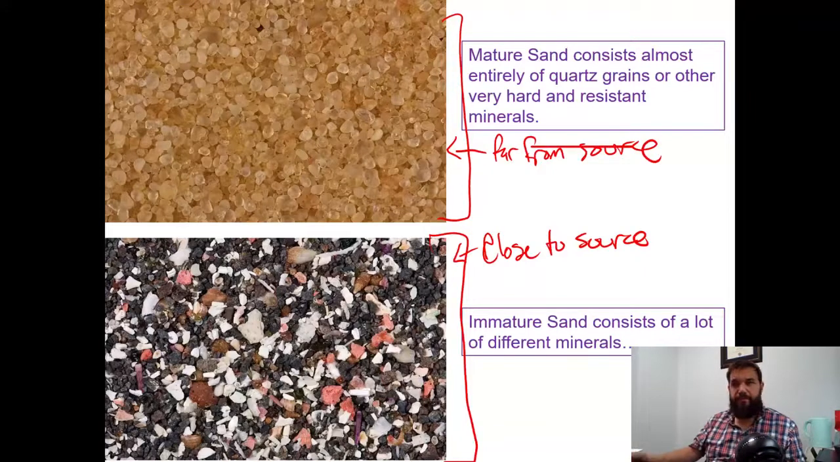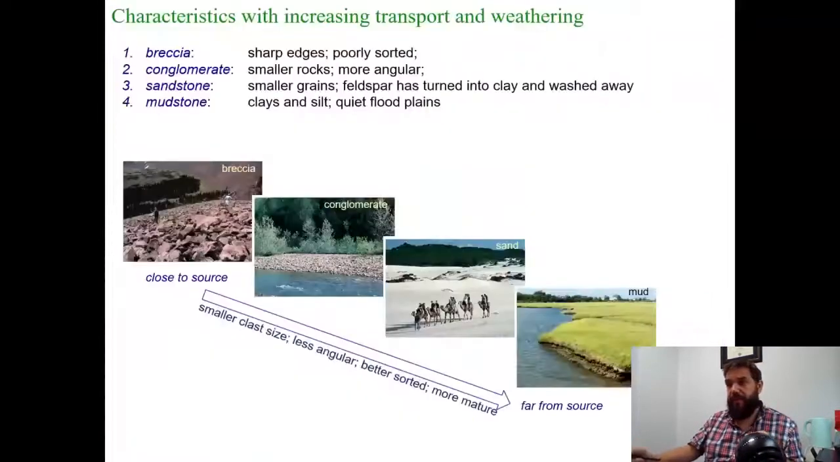Okay. Again, on the test, you could have a picture like this, and I just ask you, tell me something about this. Tell me, how far do you think it's transported, far away or close or what? So get ready for things like that. Okay, so just to kind of recap things, right?